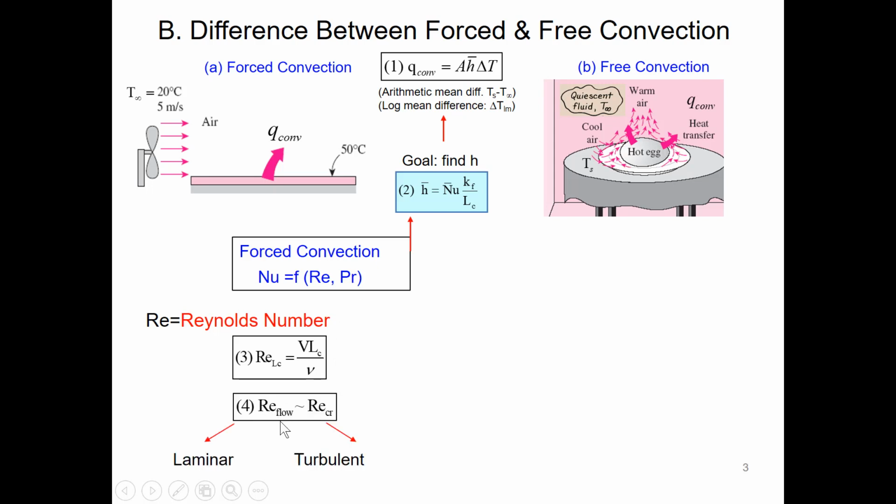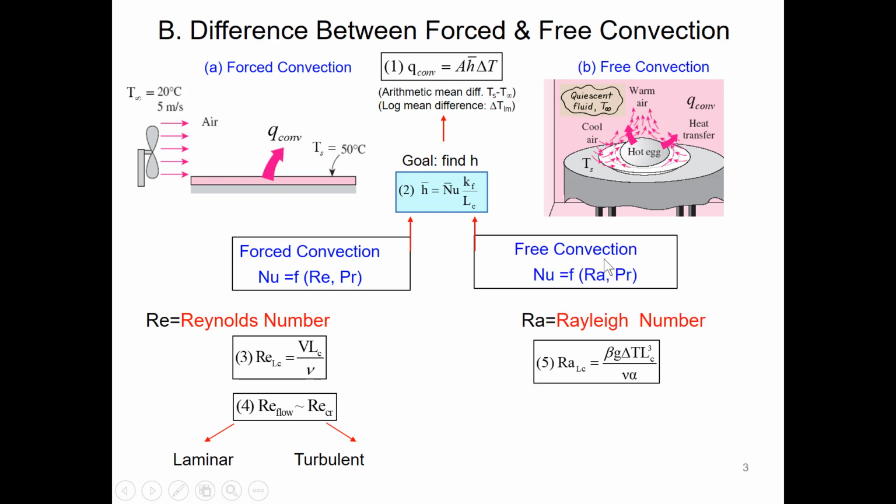By comparison between the flow Reynolds number and critical Reynolds number, the flow pattern is determined as laminar or turbulent. In free convection, the Nusselt number is a function of Rayleigh number, which is defined in equation 5, and Prandtl number. By comparison between the flow Rayleigh number and critical Rayleigh number, the flow pattern is determined as laminar or turbulent.